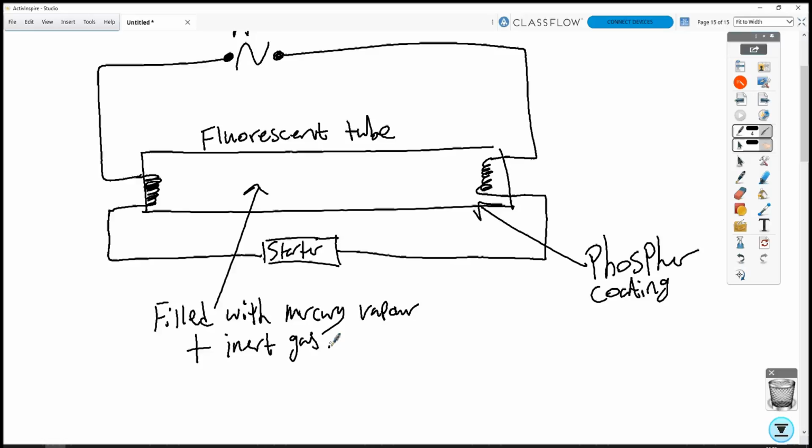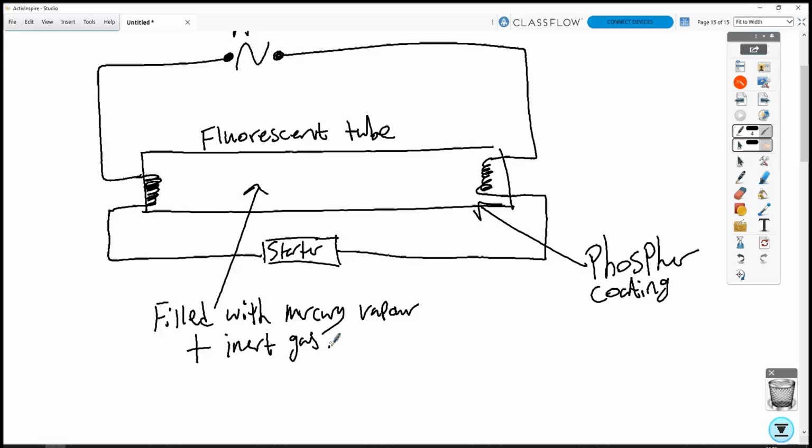Exactly. So at that point now you've got electrons flowing through the tube, so now those electrons can excite the mercury, and the mercury de-excites, emits UV, then the UV is absorbed by the phosphor coating, and that excites and de-excites in steps, releasing all different colors of light, which gives you white light.